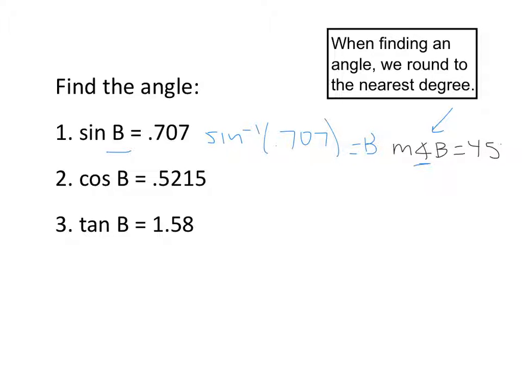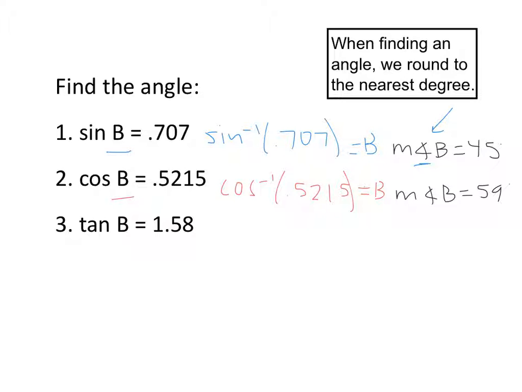All right, let's look at cosine of angle B is equal to 0.5215. So inverse cosine of 0.5215 is equal to angle B. So the measure of angle B here, again rounded to the nearest degree, so type in your calculator second cosine of 0.5215. I got 58.56, so that rounds to 59 degrees.